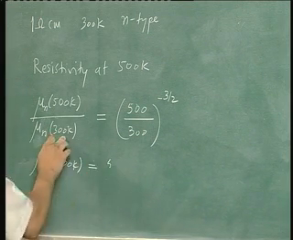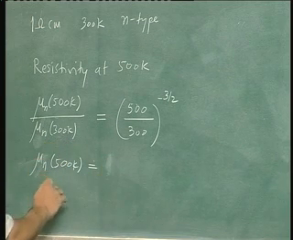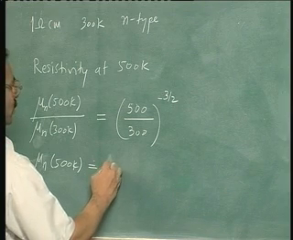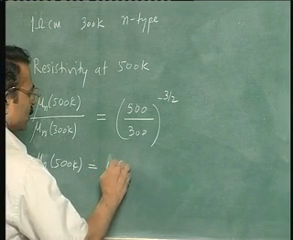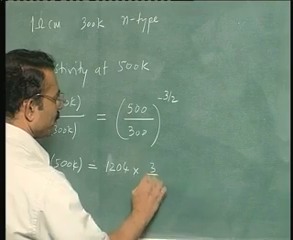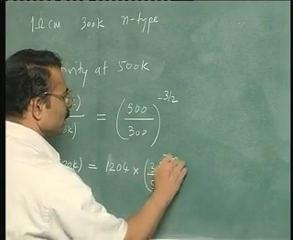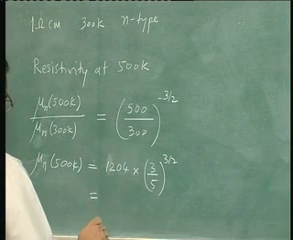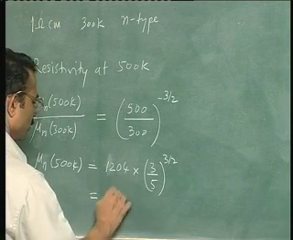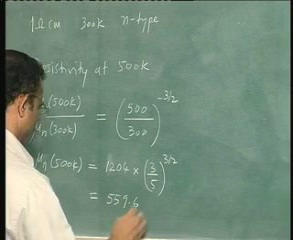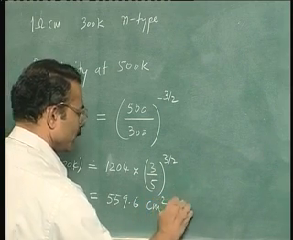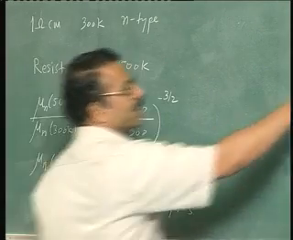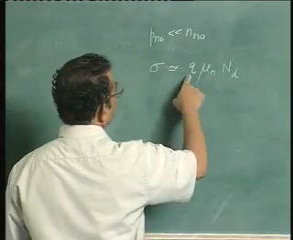And the result at 300 K, your mobility was 1204 centimeter square per volt second. So this is equal to into 3 by 5 whole power 3 by 2, which is equal to 559.6 centimeter square per volt second. So that is the mobility. Now you can use this mobility here and then find out the resistivity.